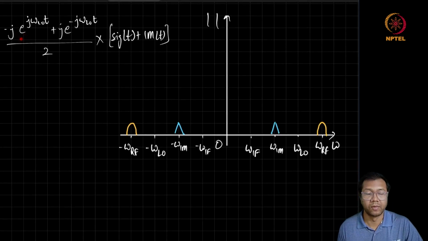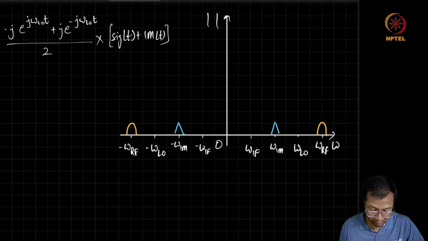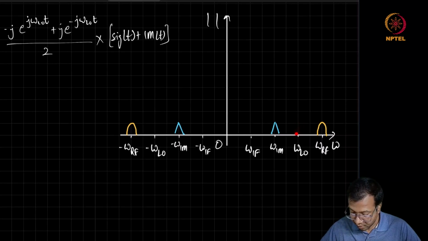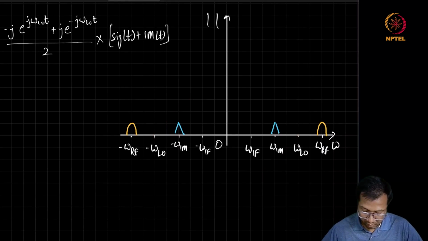So compared to the cos omega LOT case, here our complex exponentials have different coefficients. It is minus j by 2 and plus j by 2 compared to 1 by 2 in the cos omega LOT case. So if we assume that these are all real components, then plus minus j will be appearing like this.